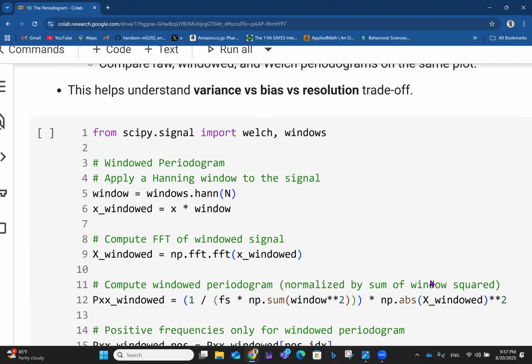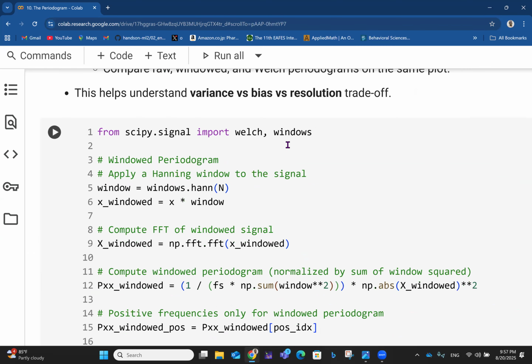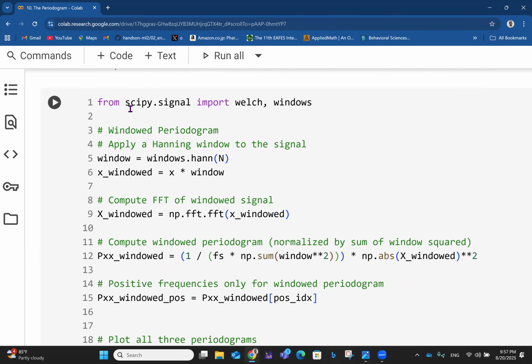Okay, so from scipy.signal, you import welch and import windows. That's from Scientific Python, which is good for scientific computing. So for the windowed periodogram, we apply a Hanning window to the signal. So we have window equals windows.hann(N). All right, so this N now is the number of samples that we've been working with.